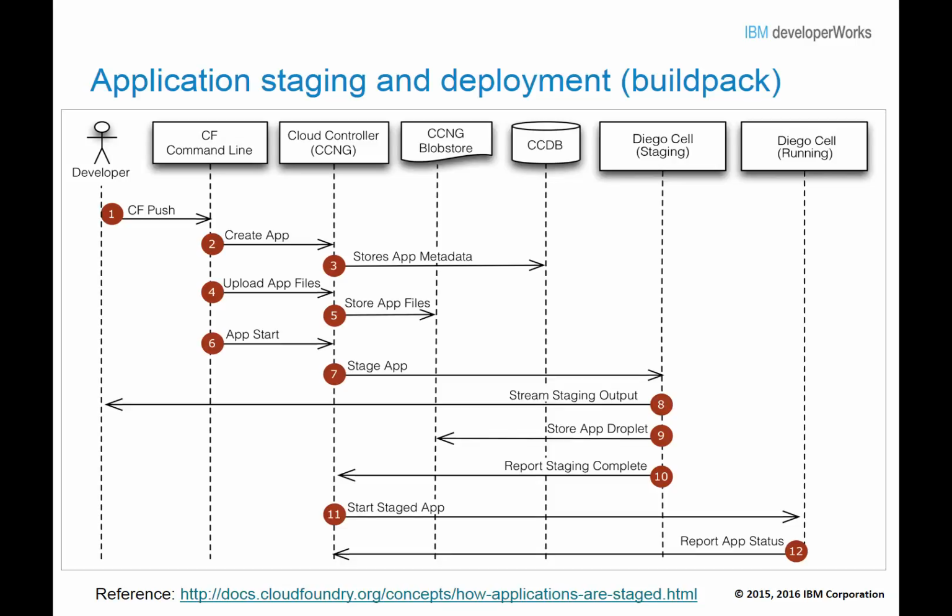This slide shows details of the staging and deployment process when using a build pack with Cloud Foundry. At the command line, the developer enters the directory containing the application and uses the Cloud Foundry or Bluemix CLI to issue a push command. The CLI tells the Cloud Controller to create a record for the application. Then, the Cloud Controller stores the application metadata. Application metadata can include the app name, the number of instances the user specified in the build pack, and other information about the application.